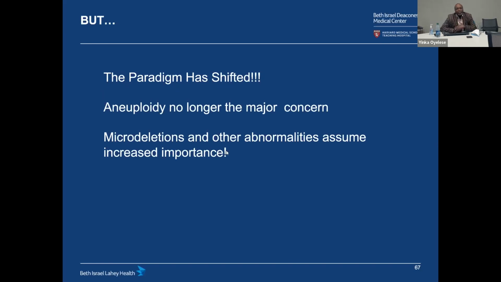So the paradigm has shifted. Aneuploidy, in other words, Down syndrome, trisomy 18, trisomy 13, are no longer the major concern because almost all of them will be picked up by NIPT. However, microdeletions and other abnormalities have now assumed increased importance. And these are the ones that perhaps we should focus our testing on when patients have had negative non-invasive testing.